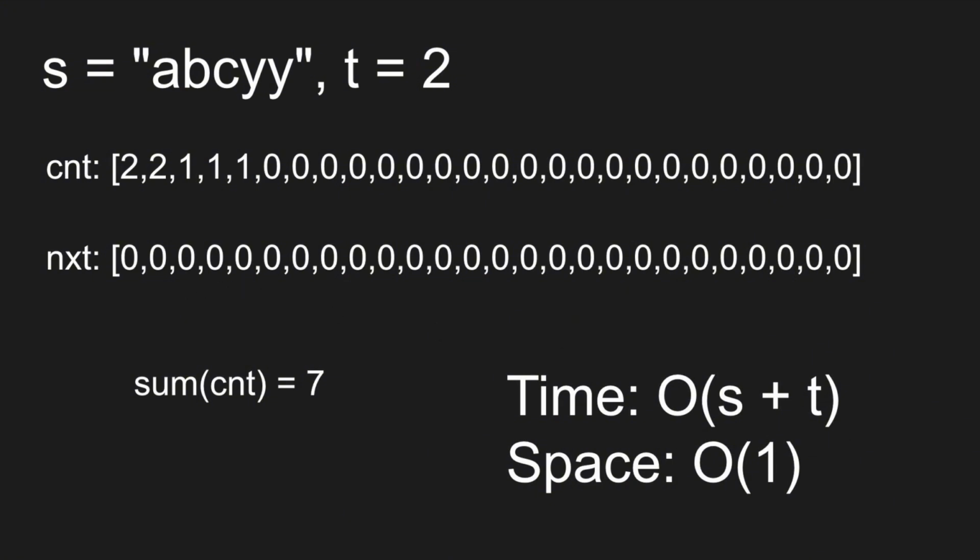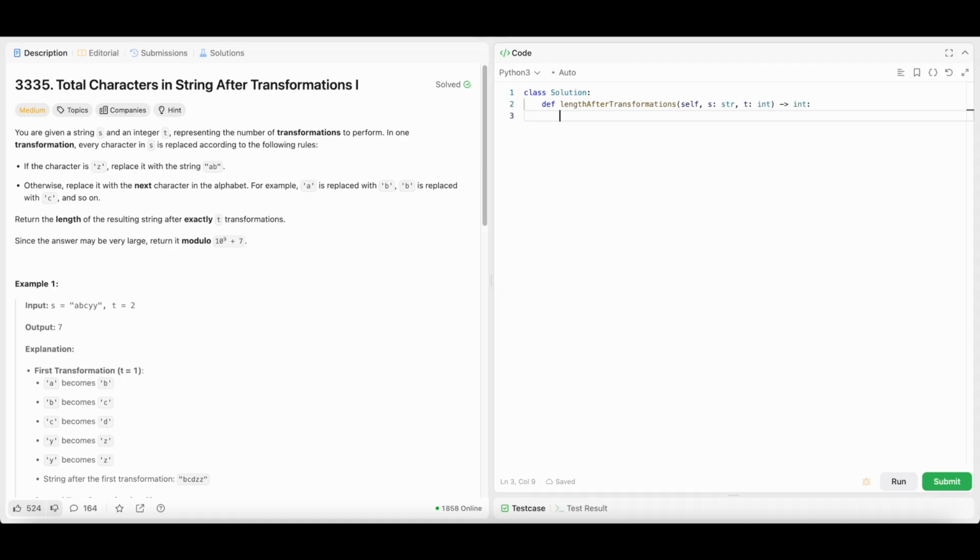So now let's get to the coding part. First we can set the mod up, so 10 to the 9 plus 7, because we will need to return a modulo by that number, and the initial count array, 0 times 26. And now we will loop through the string. So for c in s, count of ord(c) minus ord of lowercase a, for the ASCII character, plus 1. And now we will loop through t, the number of transformations.